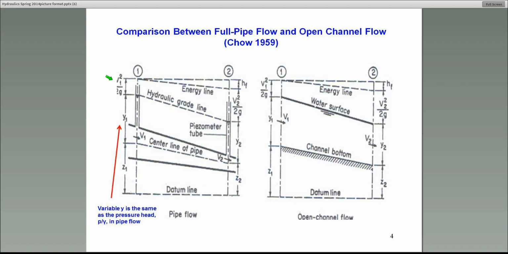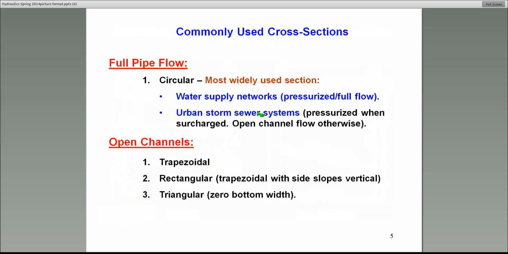In the case of open channel, you have also got V1 squared over 2g, where V1 is the average velocity. Of course, as I said, the pressure is replaced with the flow depth, which represents the pressure head in the case of an open channel system. So we'll discuss both, just to cover both aspects of hydraulics. First, we'll talk about full pipe flow.